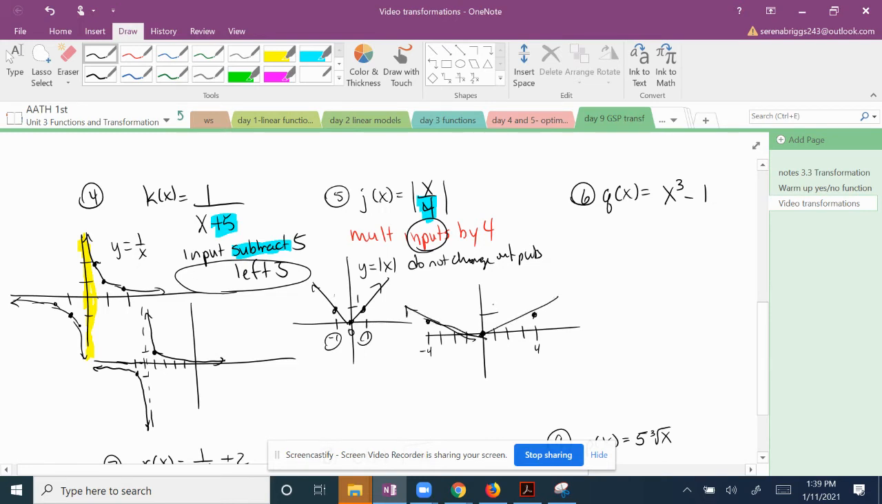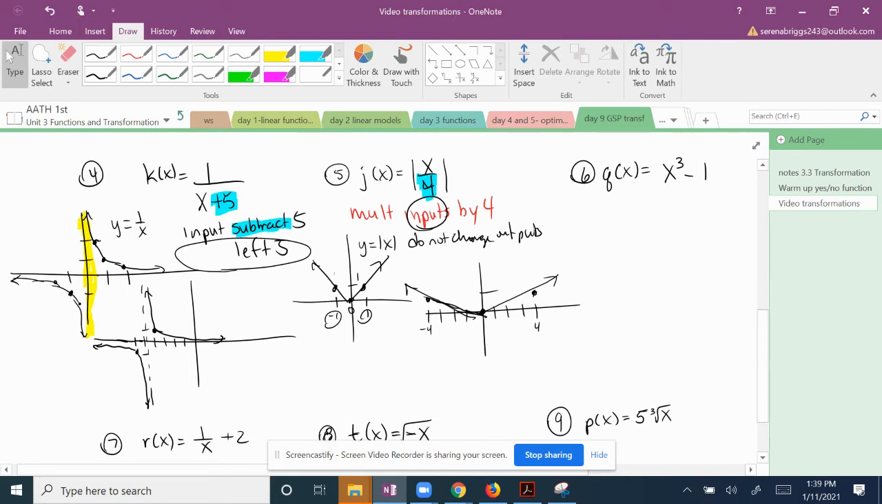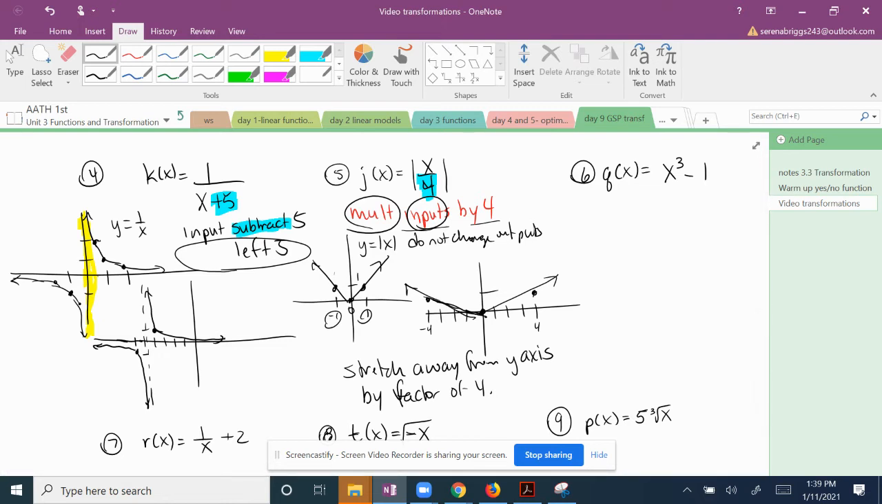Now, I know this looks like it might be a vertical compression, but it isn't. Because we're multiplying the inputs by 4, since we're multiplying, we're stretching the graph away from the y-axis, the vertical axis, by a factor of 4. It might look more like compressing vertically, but it definitely is stretching if we're talking about multiplying the inputs by 4. That's the graph of j of x.